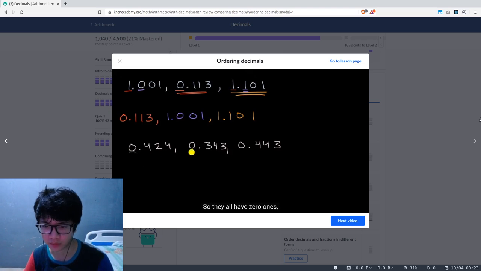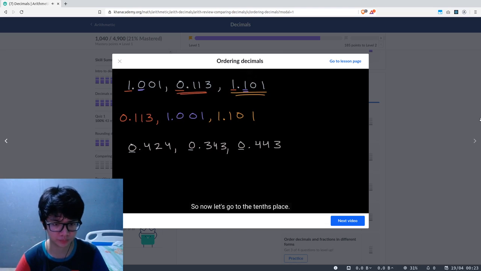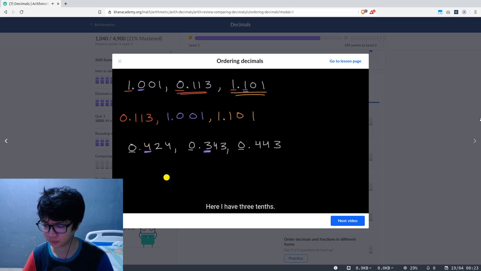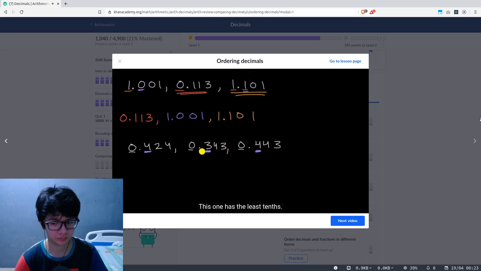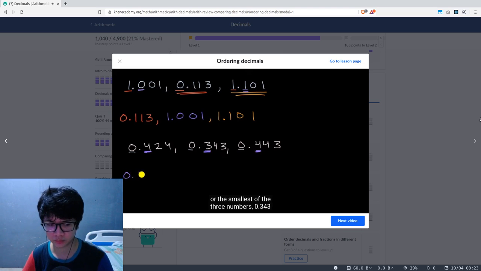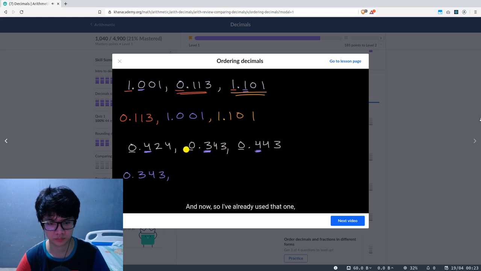So they all have 0 ones, so they're all equal there, so that's not going to tell us much. So now let's go to the tenths place. So here I have 4 tenths, here I have 3 tenths, here I have 4 tenths. So I don't even have to look at the hundredths or the thousandths place. This one has the least tenths, so I can put that as the least or the smallest of the three numbers, 0.343.